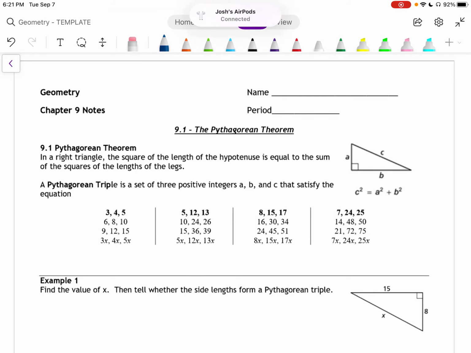All right, chapter 9, section 1. We're talking about the Pythagorean theorem. Hopefully some of this is review. Starting off with a theorem, the Pythagorean theorem, 9.1.